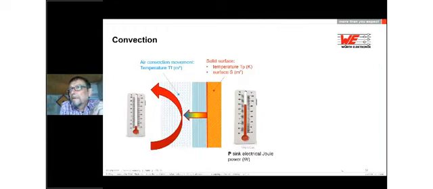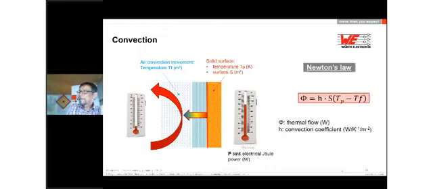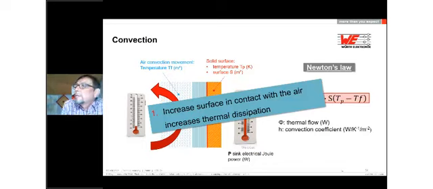Convection, you remember, was the airflow over the material. And therefore, there's also a formula. It's called Newton's law. The thermal flow is the convection coefficient multiplied by the surface section, sorry, and the temperature of the material. So that means if we increase the surface in contact with the air, it increases thermal dissipation. That means the more surface we have, the more possibility we have for thermal dissipation through convection.